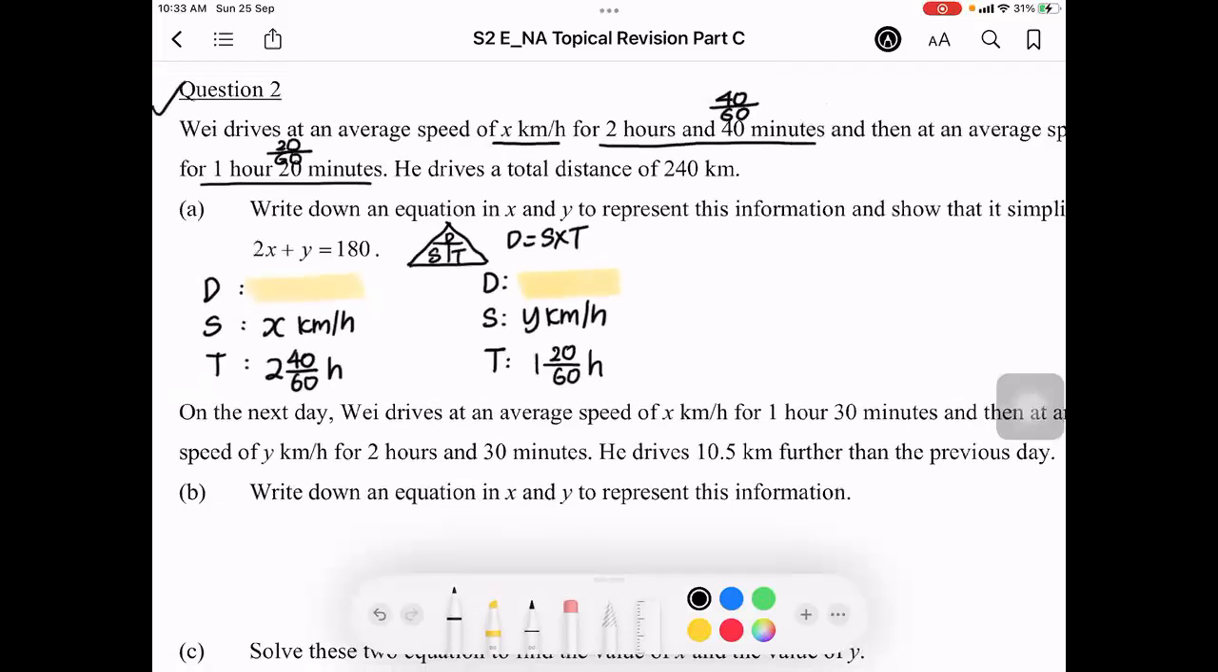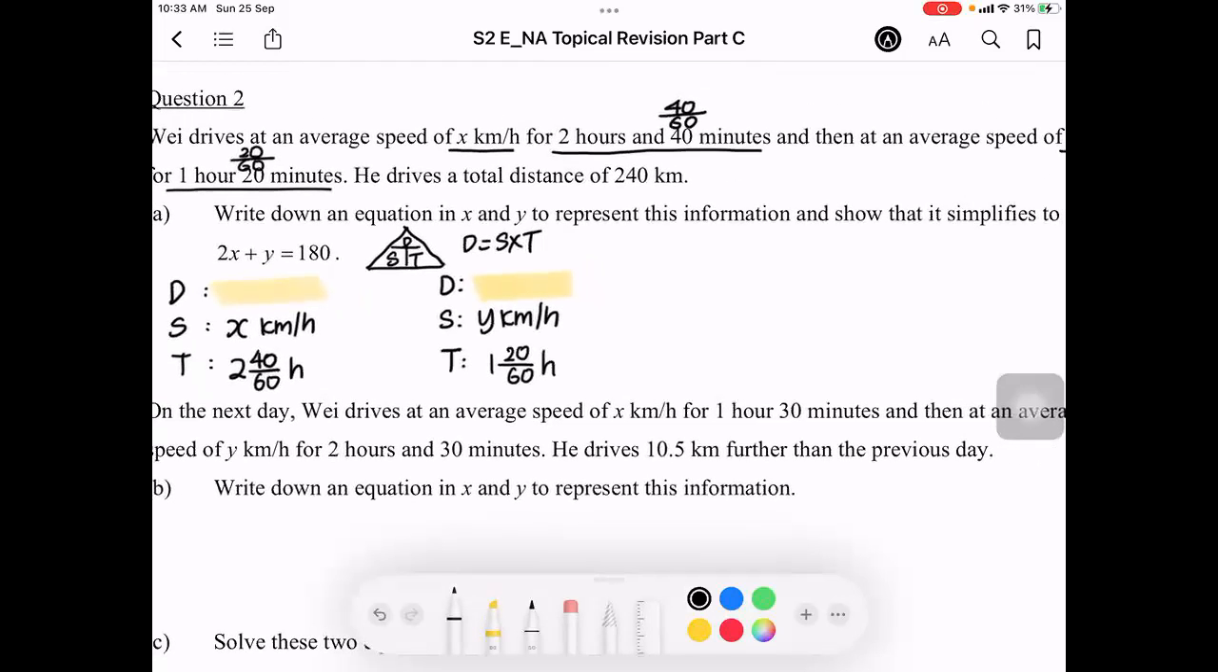The question says write down an equation in x and y. This must be equal to something. What other information did they give me? Oh, they gave me the total distance. So I know the total distance is 240. That means I must find these two distances, and they must add up to 240. And this unit is in kilometres, so I make sure both must be in kilometres.